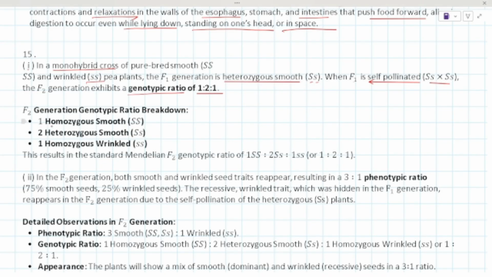It will be like one homozygous, the second is heterozygous, and the third one is again homozygous. So the result in the standard manner, the F2 genotype ratio will be 1 SS, that is homozygous, 2 Ss, and 1 ss. Okay, both are small s. So it will be 1:2:1. Is it clear?